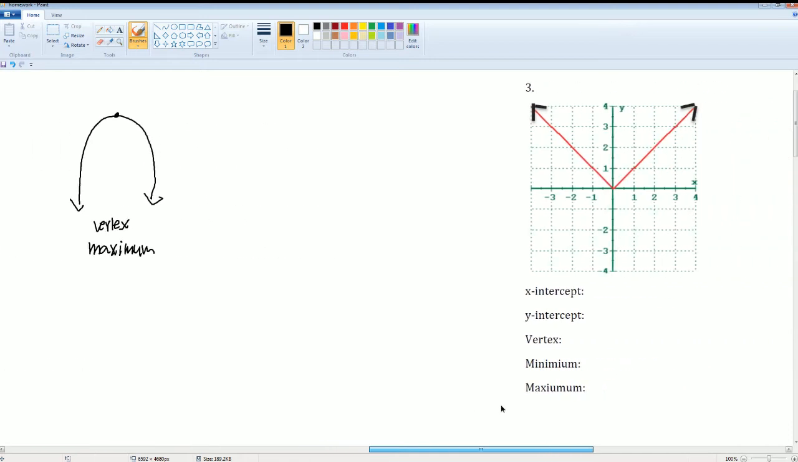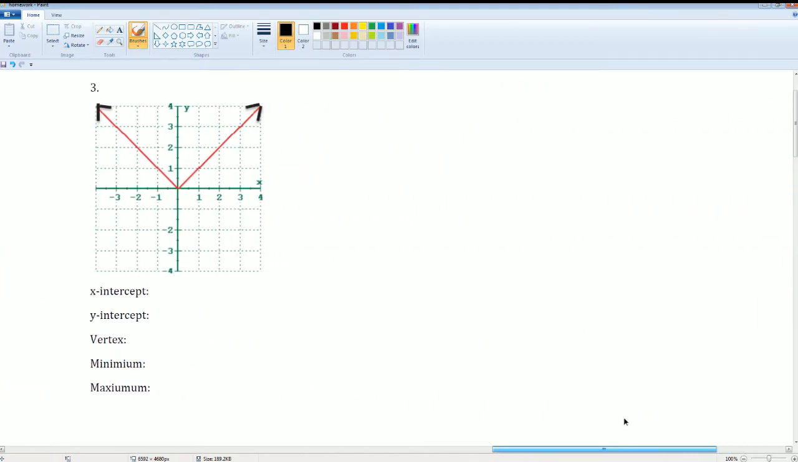Now let's look at number 3. Here, there has to be a vertex. Yep, I see it. It's right there. So let's take a look. What is your x-intercept? Where does it cross the x-axis? Oh, seems like it's right there, at 0, 0. Anywhere else? Nope. So the x-intercept is at 0, 0.